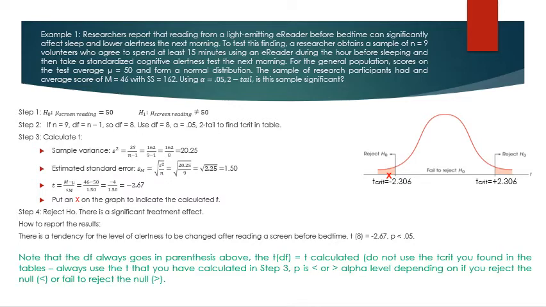Note the degrees of freedom always goes in parentheses above, so it's t of df is equal to t calculated. Again, remember, do not use the critical values that you used in the table for this t-score that you're reporting. You always use the one that you calculated in step 3, and then the p is either less than or greater than the alpha level, depending on if you reject the null, in which case you use less than, or you fail to reject the null, in which case you use greater than.